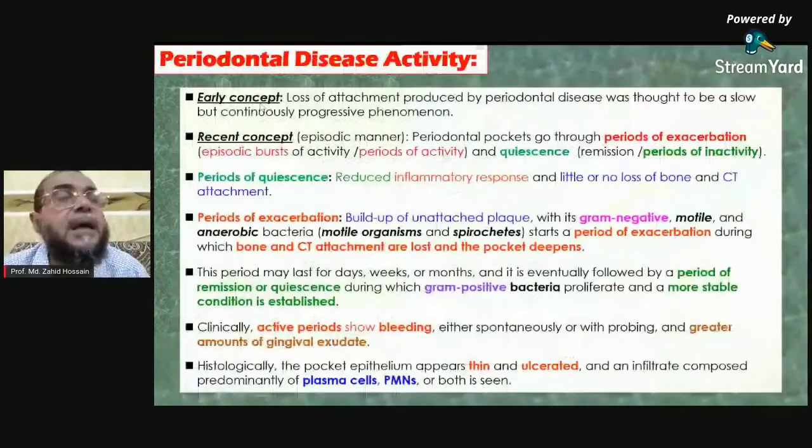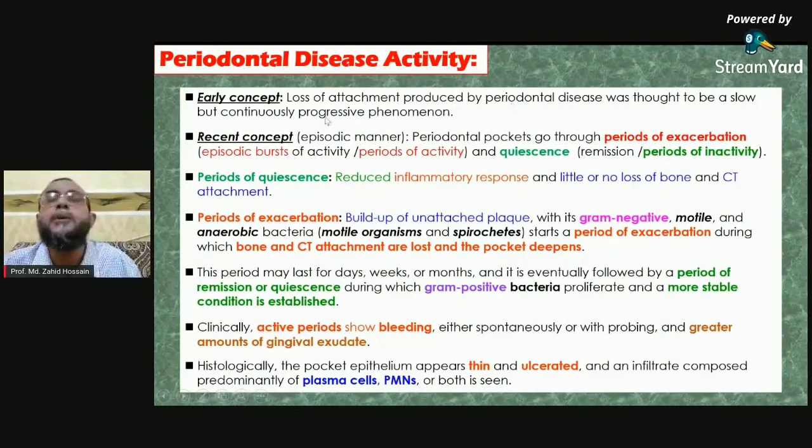Periodontal disease activity: the early concept was that loss of attachment producing periodontal disease was a slow, continuous, progressive phenomenon. As I told you, 30 or 40 years ago they thought it was caused by bacteria and slowly destroyed the tissue. But now the concept has changed: the destruction occurs due to the bacteria and our immune cell reactions.